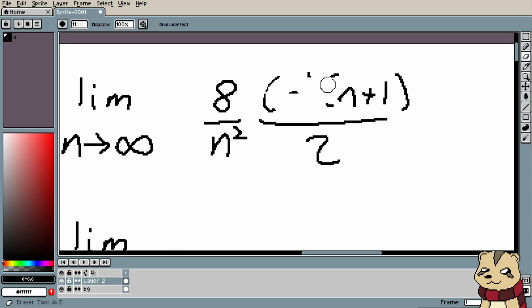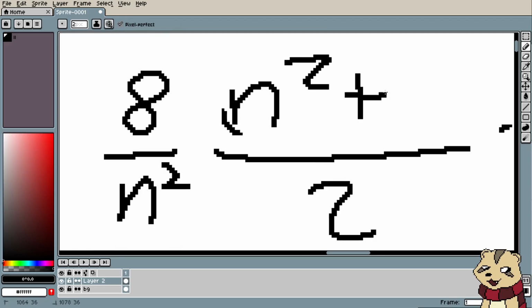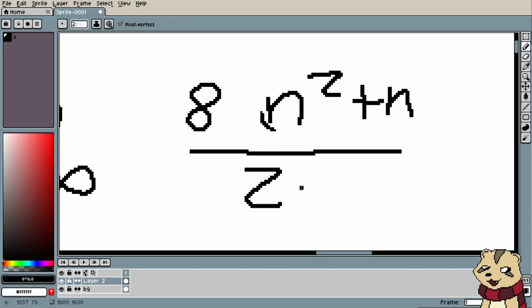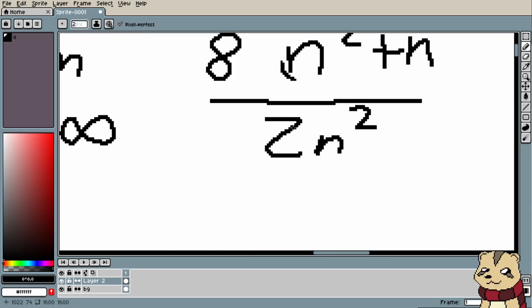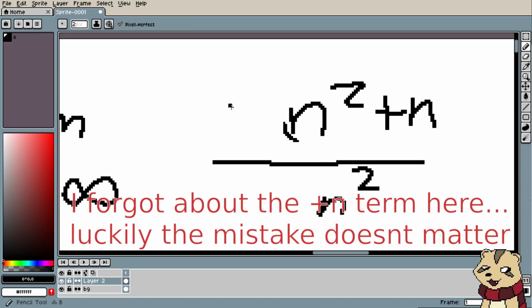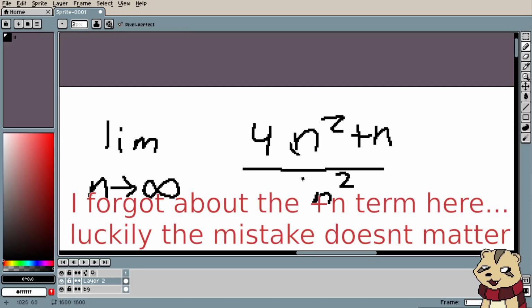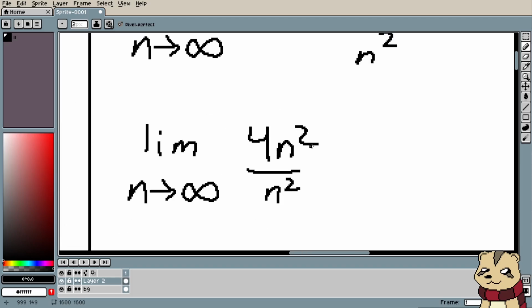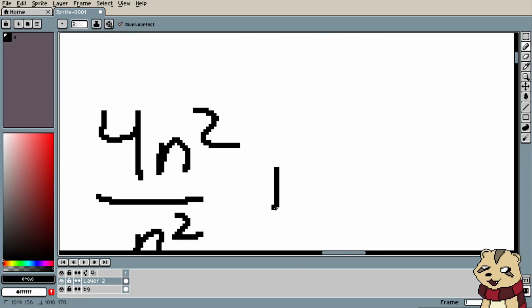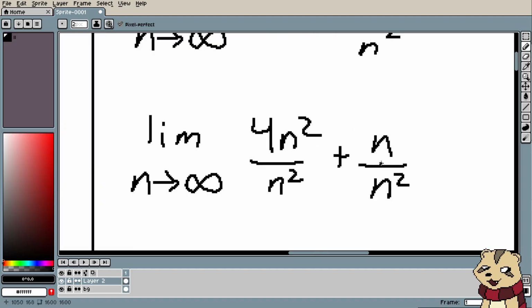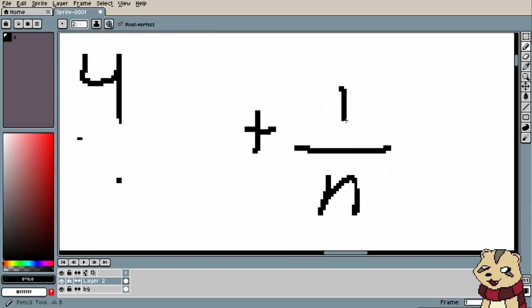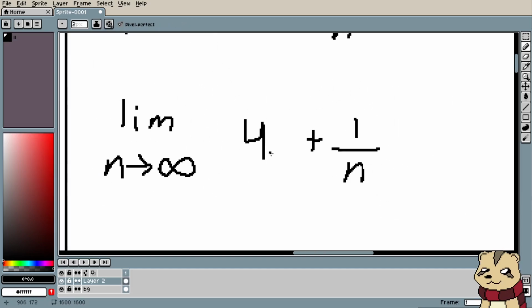So we have, this is the same thing as n squared plus n. These can be multiplied together, so this makes 2, is it 2n squared? Yeah, 2n squared. And then we can combine this, so 8 over 2 is now 4 over 1. And now I'm going to split the fraction up into two pieces. So this is 4n squared over n squared plus n over n squared. These n squared cancel out, and this n cancels with that one. So now we have this.